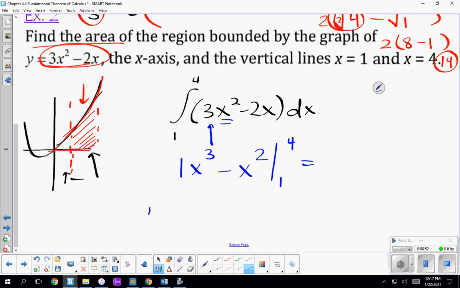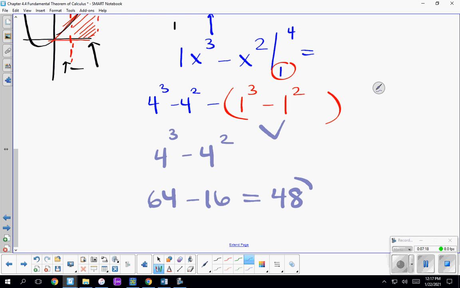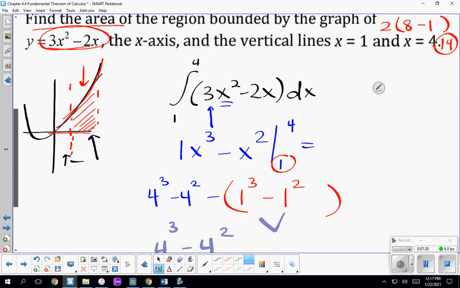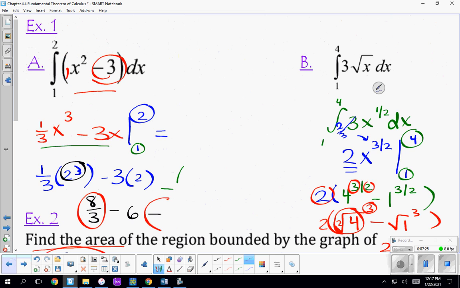So we plug in 4, we'll get 4 cubed minus 4 squared. And I'm going to subtract the entire binomial when I plug in 1. So I'll get 1 cubed minus 1 squared. And clearly 1 minus 1 is 0, so I really have 4 cubed minus 4 squared. 4 cubed is 64, 4 squared is 16, and I'm left with 48. This is the area of that shape. And we're going to save the rest of this chapter for the next video.